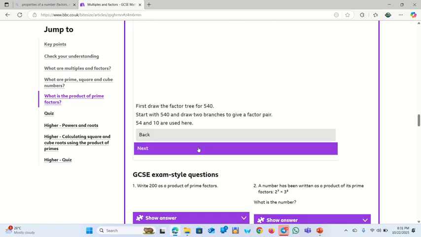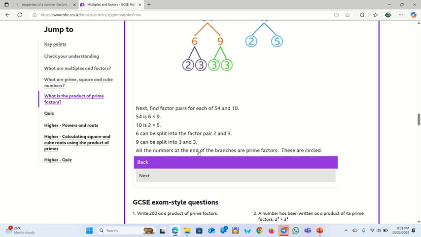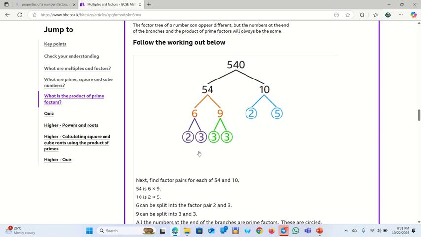Okay, so let's go to next. Let's look at the next condition. This is what you were saying. Apart from the 54 times 10, we have 5 times 2 under 10. We have 6 times 9 under 54. And 6 can give us 2 times 3, while 9 gives us 3 times 3, right?